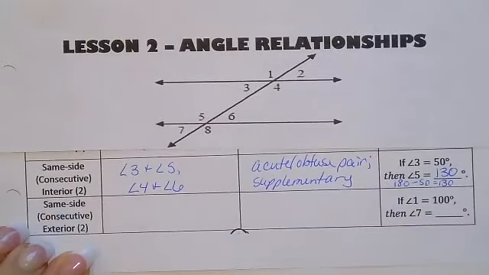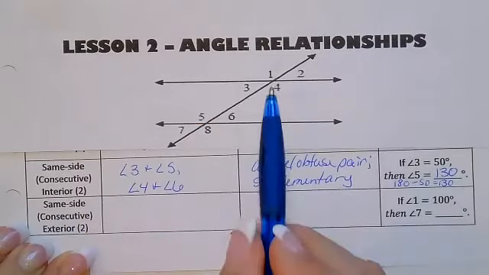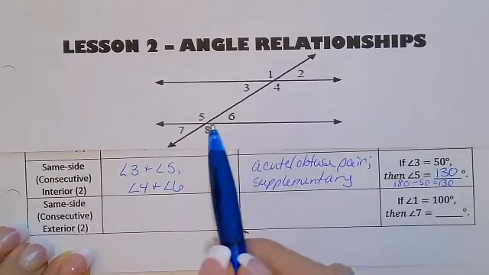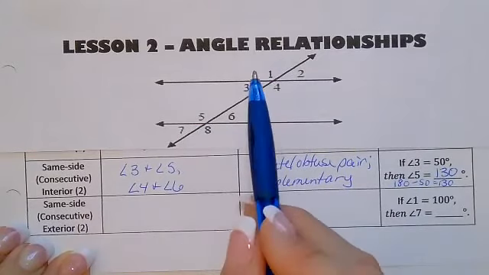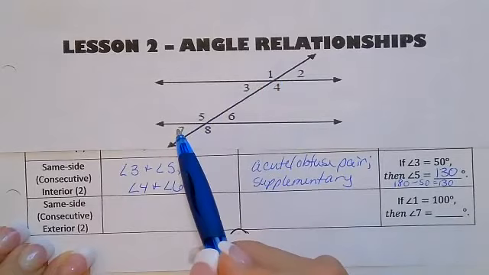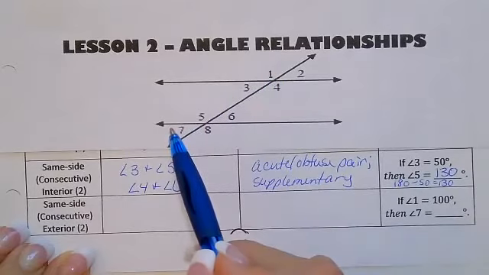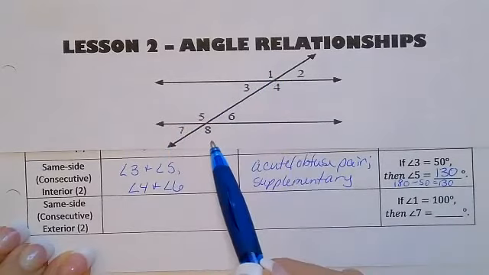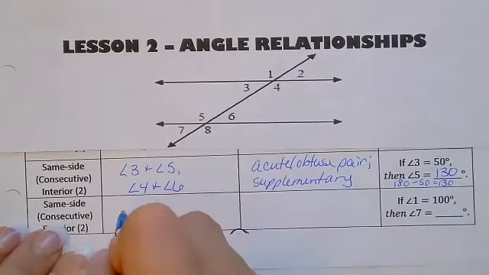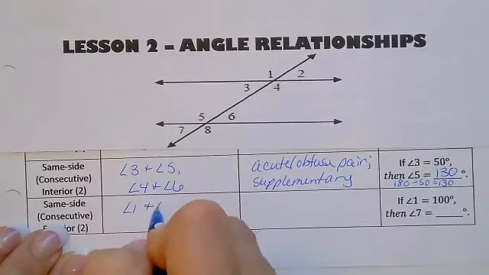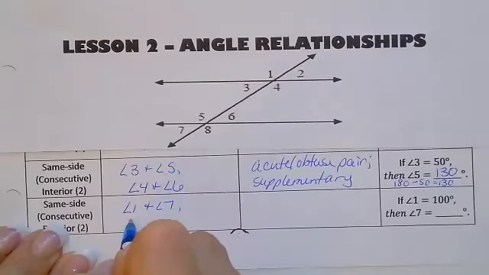Okay, same side exterior, or sometimes called consecutive exterior. So again, our exterior 1, 2, 7, and 8. 1 and 7 are on the same side of the transversal. 2 and 8 are on the other side. Angles 1 and 7, angles 2 and 8.